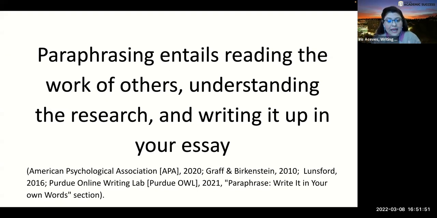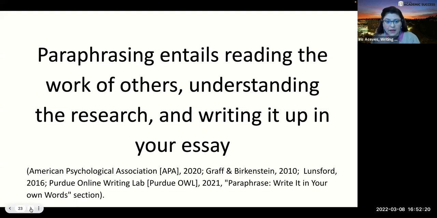We came up with this working definition from different places: the APA manual, a couple of books, and the Purdue Online Writing Lab. So this is where we're coming up with this idea of what a paraphrase is. It's a lot of work. You're reading, you're understanding, and you're actually writing up the information.